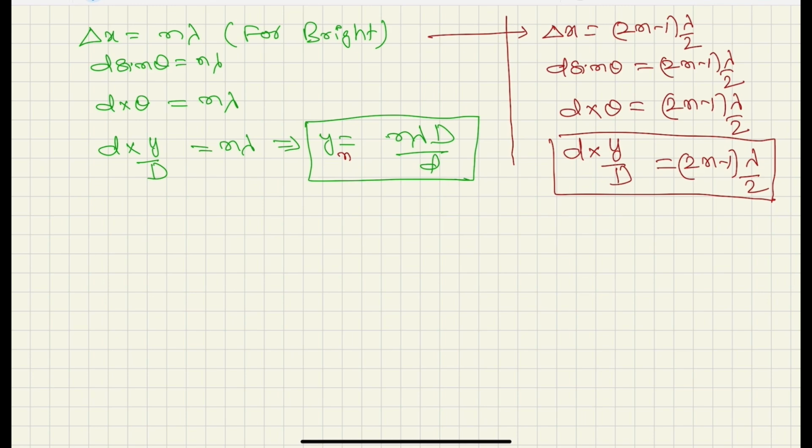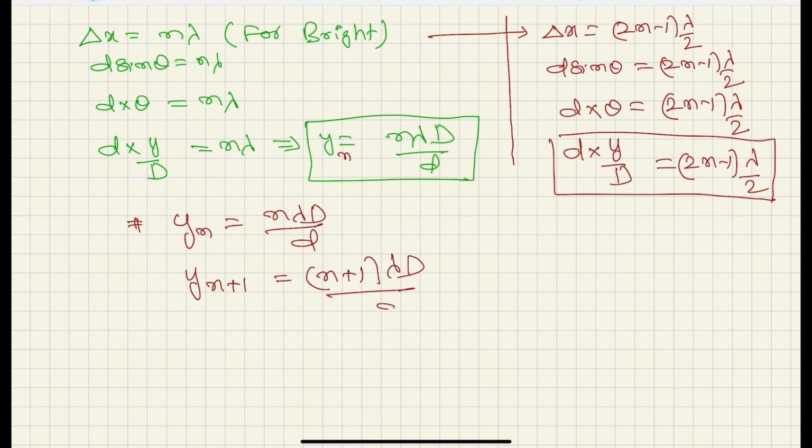This is the very first one I am talking about. Yn, the height of the nth bright fringe, is n lambda D by d. Y n minus 1 is equal to n minus 1 into lambda D by d, and you can write it for any n. Y n plus 1 is equal to n plus 1 into lambda D by d.